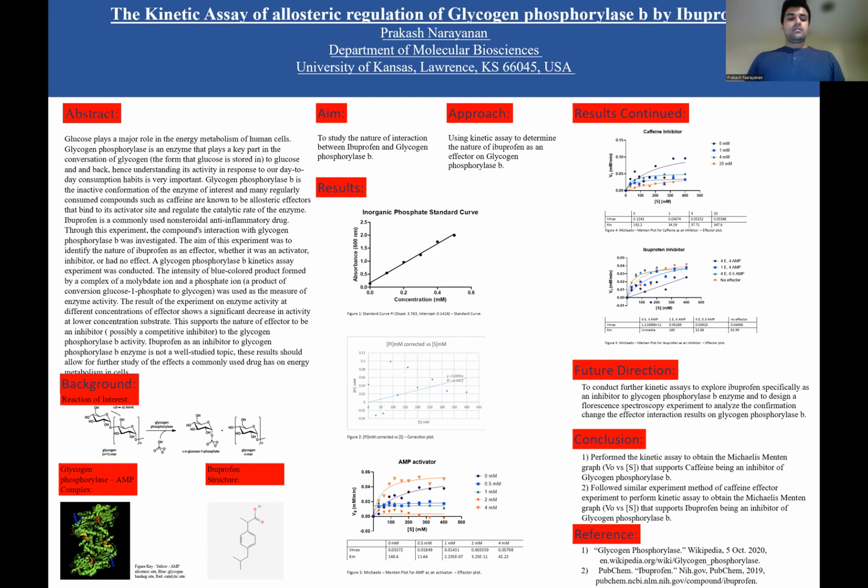The experiment reaction was opposite or reverse to the reaction of interest. As in, glucose 1-phosphate reacts with glycogen n to form inorganic phosphate and glycogen n plus 1. The reason we use the reverse of this reaction is because to monitor a reaction in kinetic assay, we need to know both the substrate concentration and the enzyme activity associated with it.